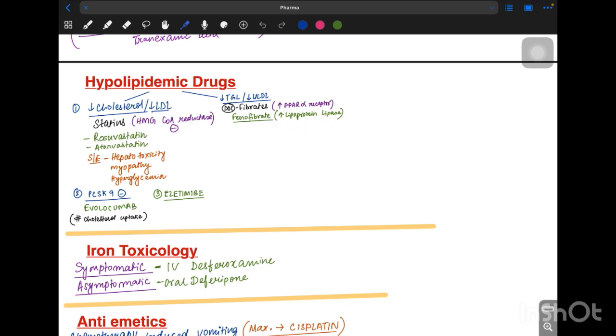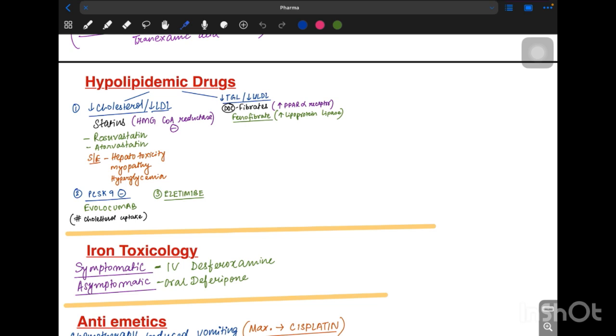Now coming to the drugs which lower cholesterol or LDL. Cholesterol is lowered by statins. The mechanism of action is that they inhibit HMG-CoA reductase. The examples are rosuvastatin and atorvastatin. What are the side effects of rosuvastatin and atorvastatin? These drugs cause hepatotoxicity, they cause myopathy like loss of muscle tone, and they also cause hyperglycemia. Hyperglycemia is an important side effect. Rosuvastatin, atorvastatin, all statins are recommended to be given at bedtime at night after dinner. This works more at night time.